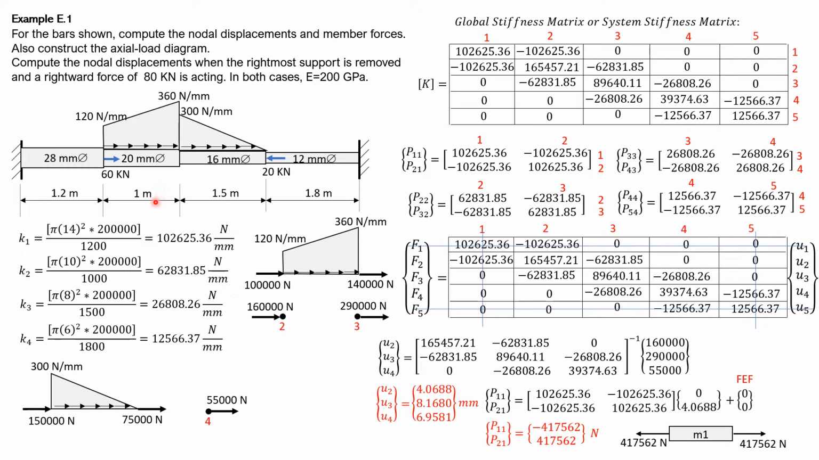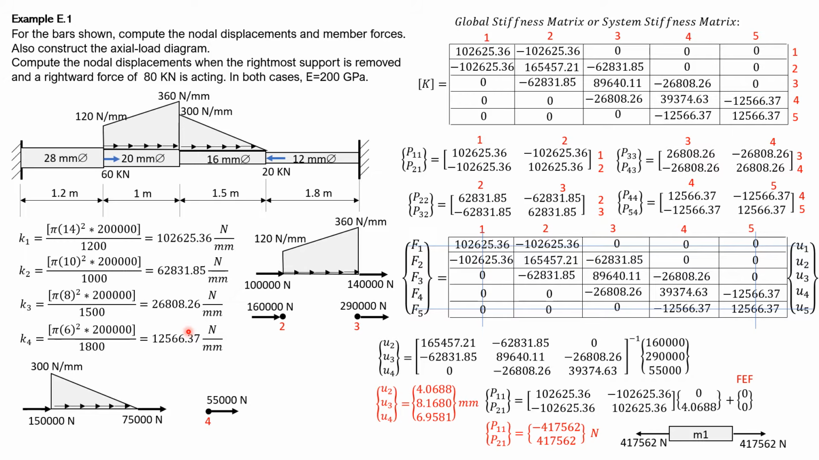And first, we compute the individual stiffness of each member. The formula for stiffness is area times modulus of elasticity divided by length. So for member 1, the area is pi times radius 14 squared, times E 200,000, over length 1,200. So this is the value. For stiffness of member 2, area is pi times 10 squared, modulus of elasticity 200,000, over length 1,000 mm. So the answer should be Newton per mm. Then stiffness of member 3, stiffness of member 4.